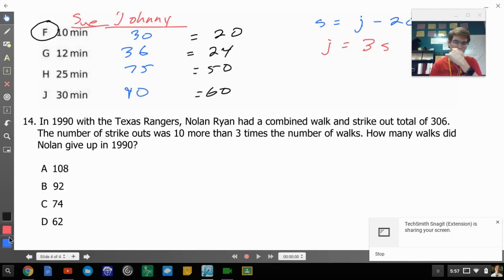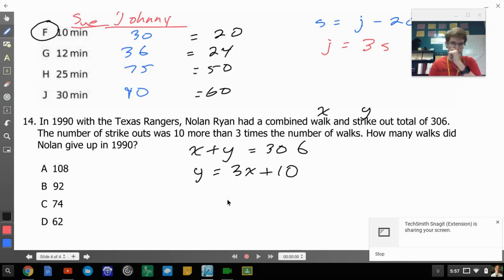All right, so if I were going to write a system of equations for this, I would say he had a combined, let's say walks is X, strikeouts is Y, total of 306. And the number of strikeouts, Y, is 10 more, more than's a backwards word, 3 times the number of walks. This is what I would go with. I would use a system of equations to solve that. So let's go with that.